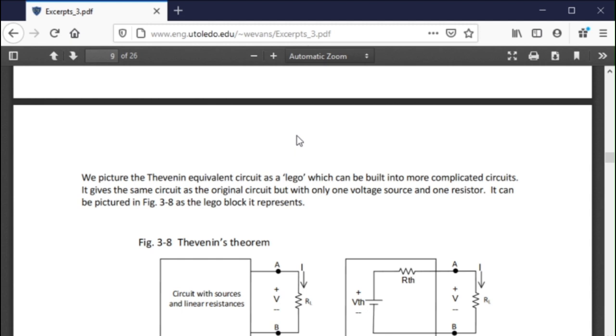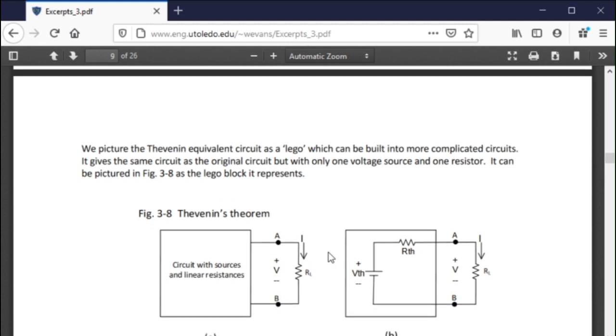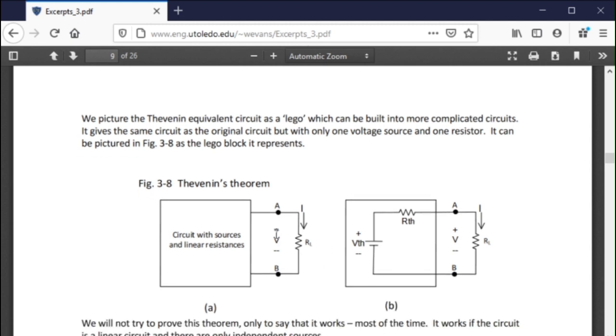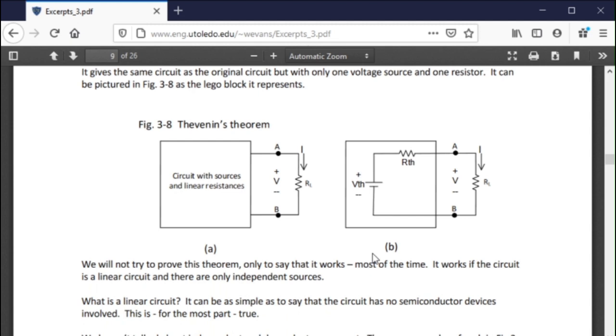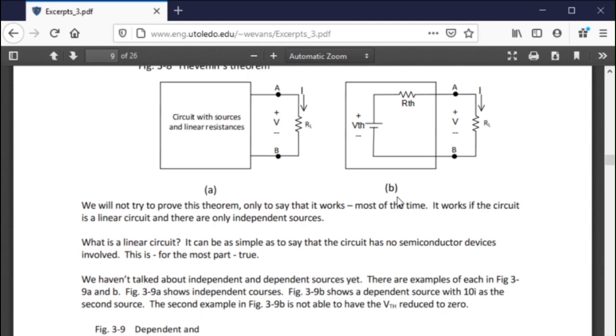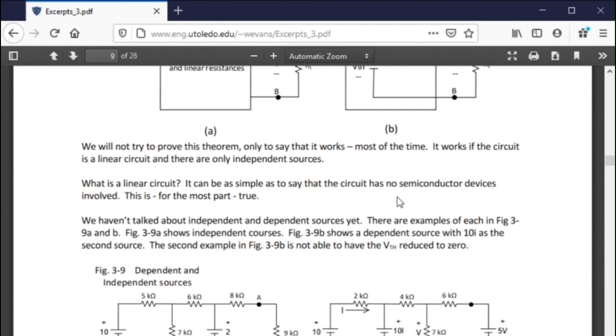Okay, so we are looking at what we call a black box. We don't know what's in it, but you can assume this, if it's a linear circuit. It doesn't have to be necessarily linear, but you can always just kind of assume that it's that way.